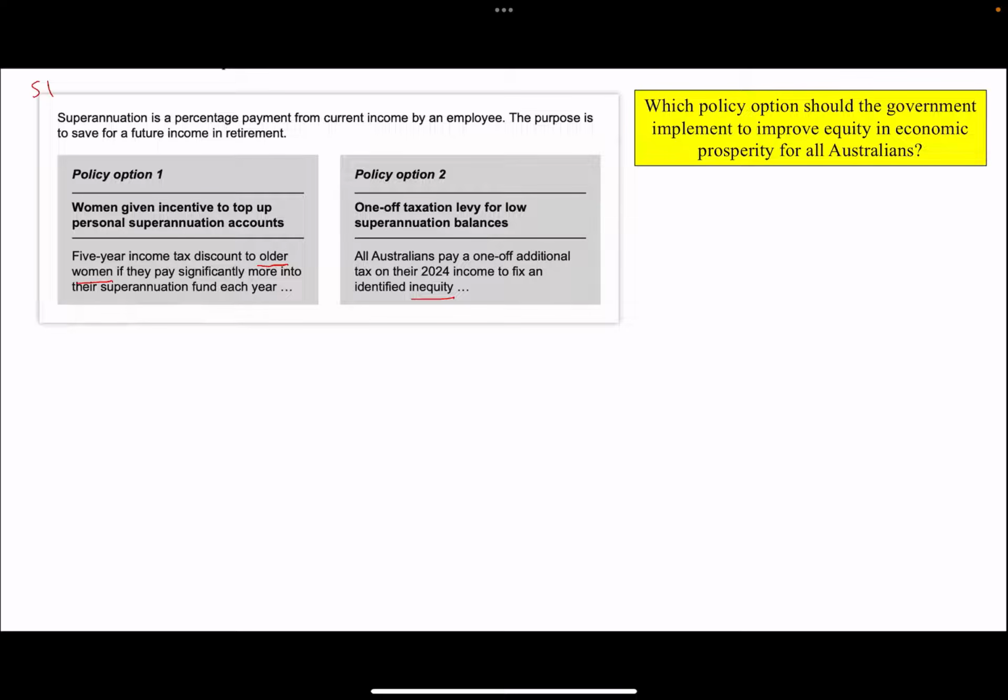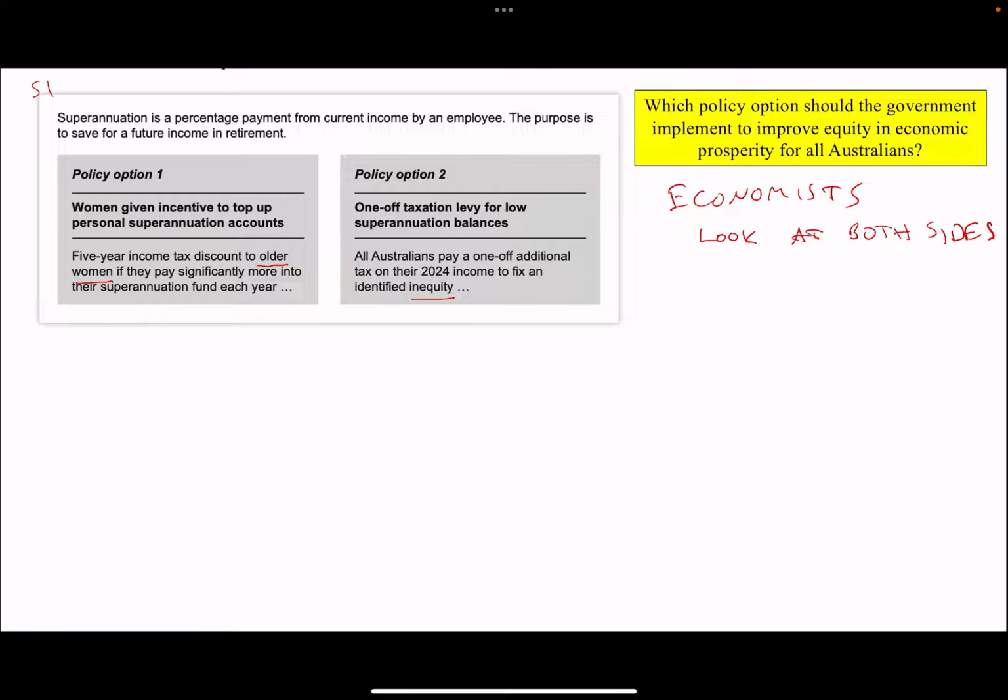Now the question here says, which policy option should the government implement to improve equity? Remember, as economists, look at both sides. Just through my reading of them here, you might have started to say, that sounds like a pretty good option, and you might be thinking the other one doesn't sound as good. I'm going to focus on advocating for one of these policies. Now, economists look at both sides.